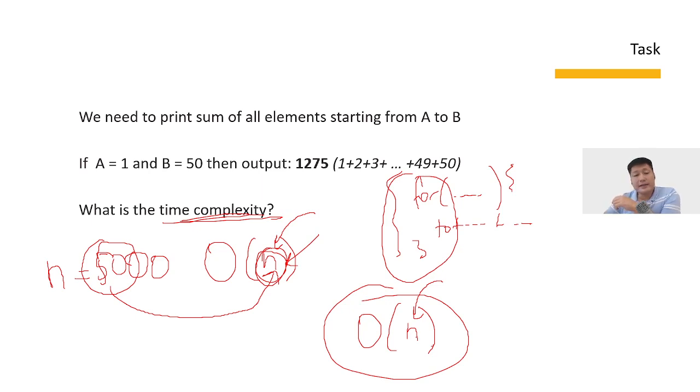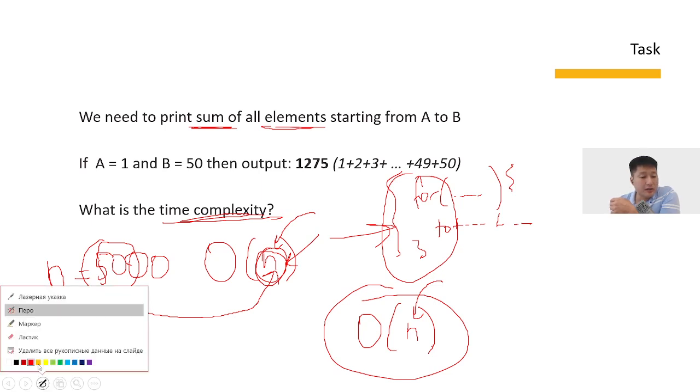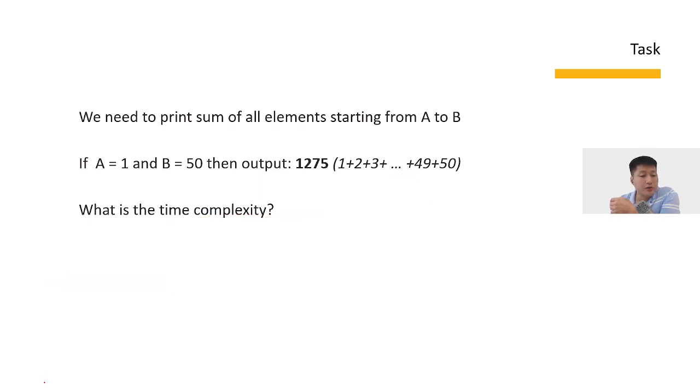But this task can be done faster, guys. We can make another algorithm that finds the sum of elements faster than this algorithm. How can we make it faster? If we know the formula, normally, we can make it faster.